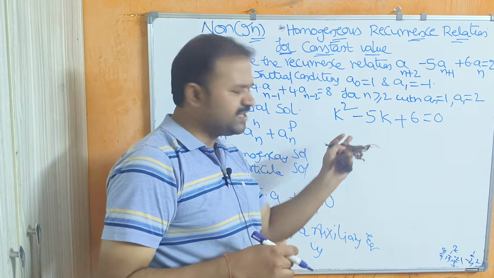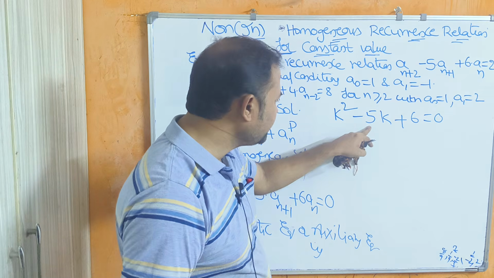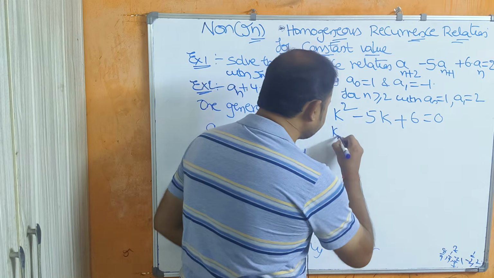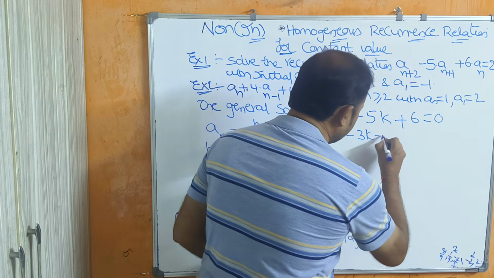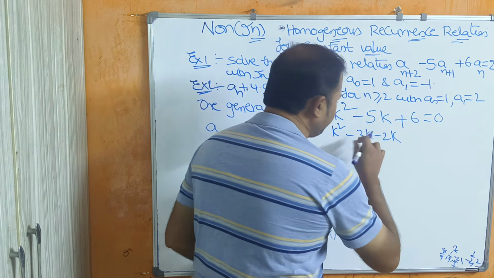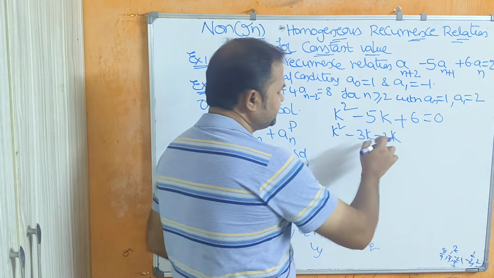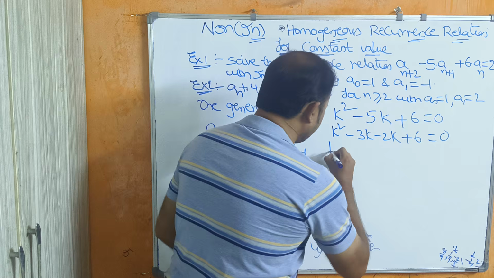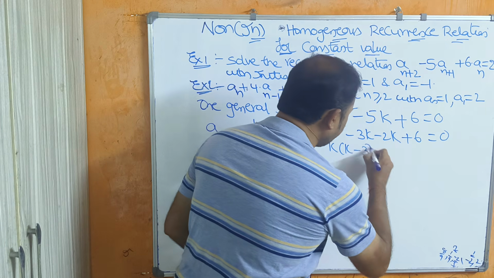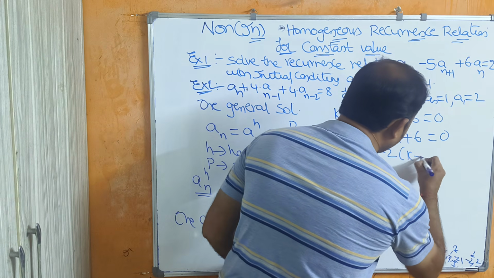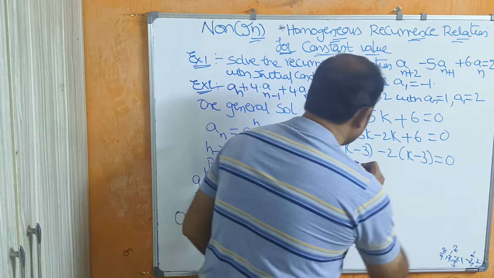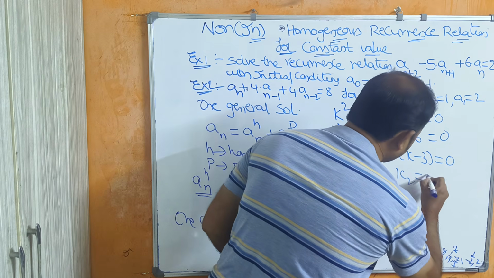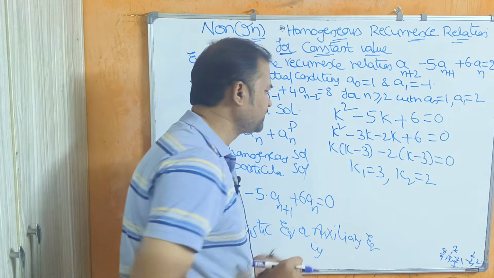Now we need to find the k value. If we do the addition then 5, if we do the multiplication then 6. That means minus 3 and minus 2. Minus 3 minus 2 means minus 5, minus into minus means plus, 3 into 2 means 6. So k square minus 3k minus 2k plus 6. In the first two terms k is common, in the second two terms minus 2 is common. So k1 equal to 3, k2 equal to 2.